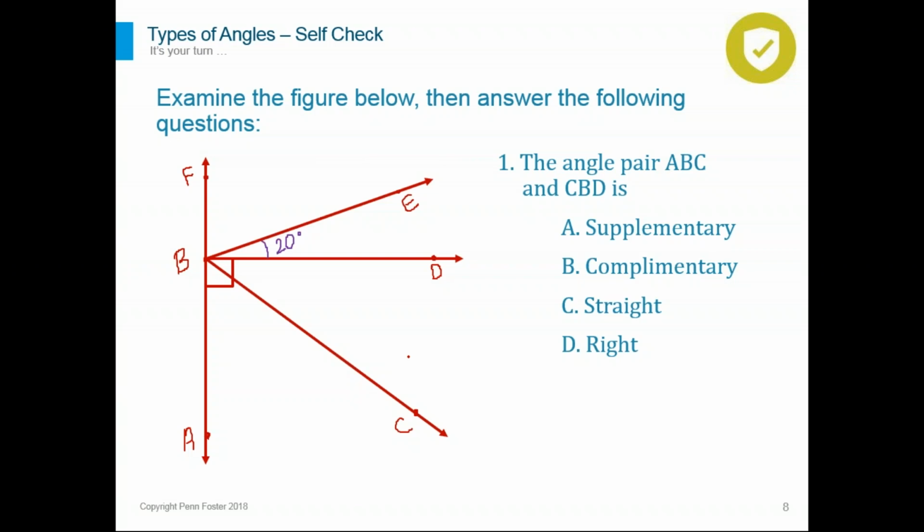The question is asking, examine the figure below, then answer the following questions. The angle pair ABC, so whenever the question is giving me an angle and names it, I need to identify this angle on my figure so I'm able to relate the angles together. So the angle pair ABC, they are talking about this angle, and CBD, so this angle. Is this pair supplementary, complementary, straight, or right? What do you think?